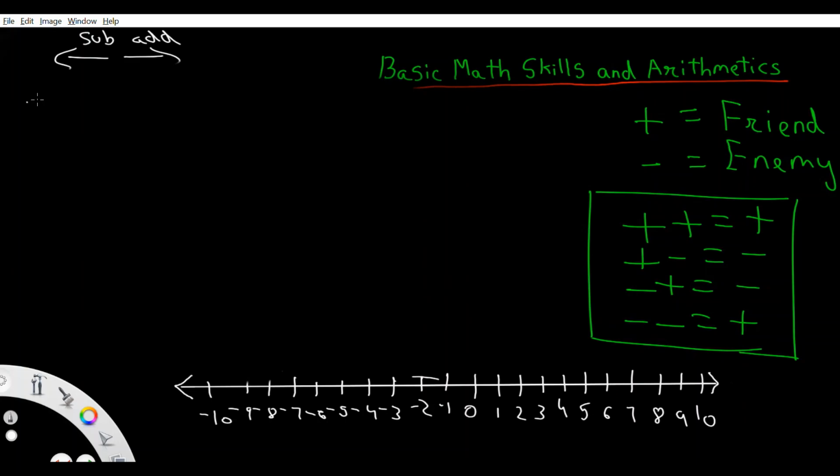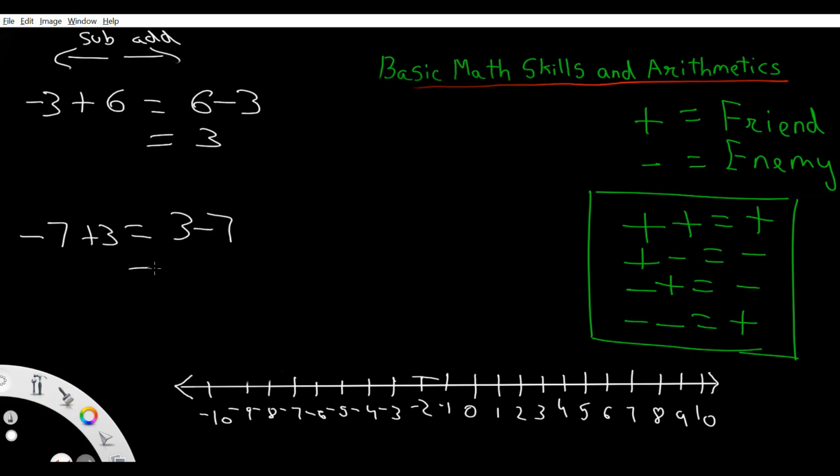For example, if you have negative 3 plus 6, this turns into 6 take away 3, which is just 3. And if you have negative 7 plus 3, this becomes 3 take away 7, which is negative 4. You see that the bigger number's symbol is the same thing as the answer symbol. Here, the bigger value is 6, so the answer is positive. Here, the bigger value was negative 7, so the answer was negative.